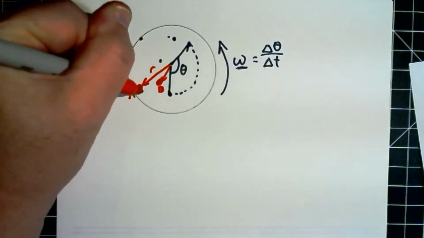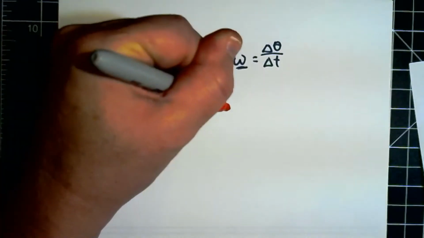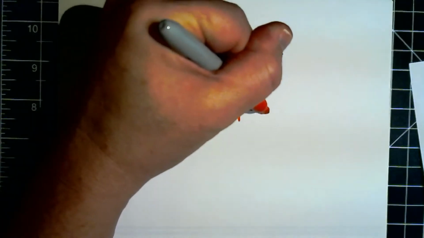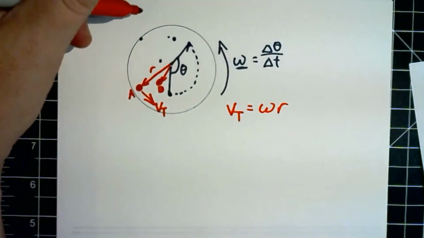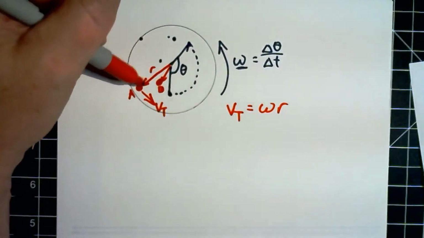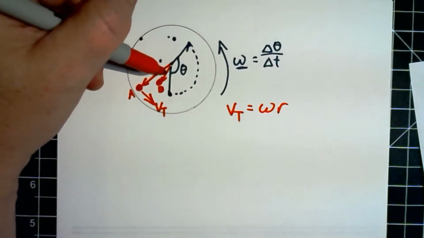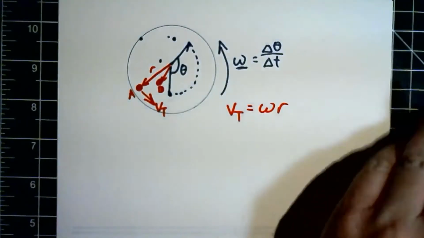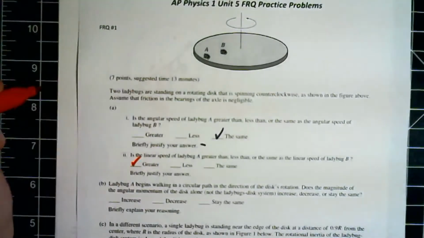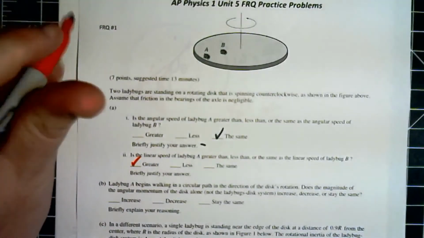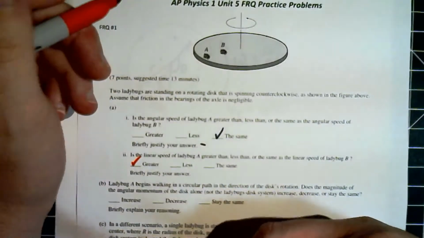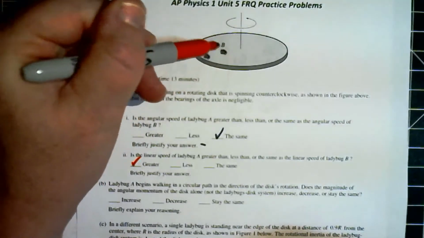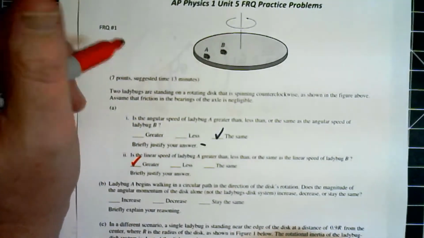The reason why is because linear speed, which we label as v_T, the tangential speed, is equal to the angular speed times its distance. This distance term right here, r, is greater for ladybug A than for ladybug B. So linear speed will be greater for A than for B. And that's just another statement of fact. Linear speed is related to the distance from the axis. Because ladybug A is at a further distance than ladybug B, ladybug A will be moving faster.